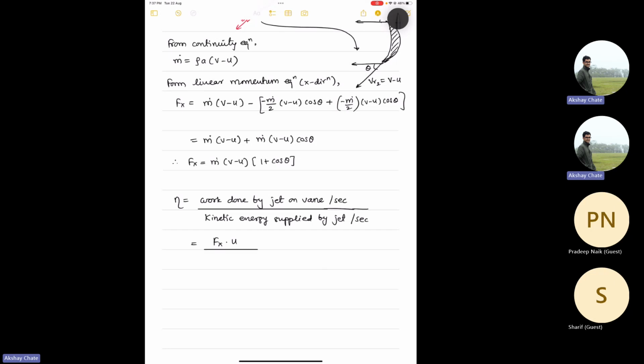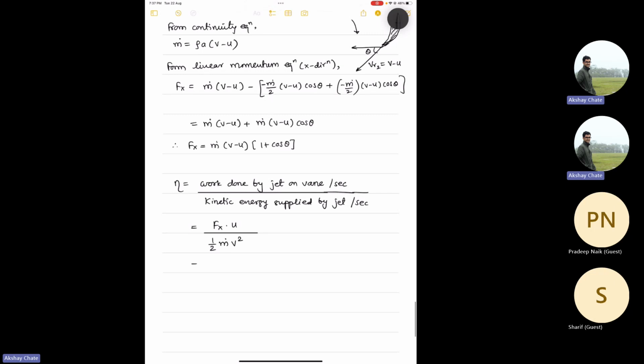And what is the kinetic energy coming with the jet? Half m dot v squared. This is the kinetic energy coming with the jet. So we'll put the terms here. Okay. So it will be m dot (v minus u)(cos theta plus 1) divided by half m dot v squared. This will be multiplied by u because there is one u term there.